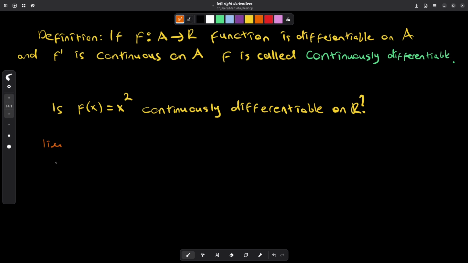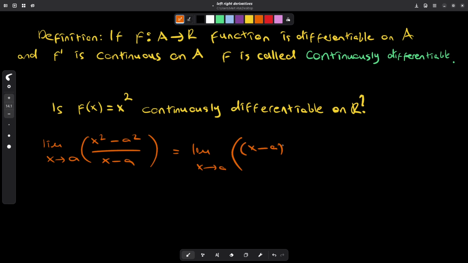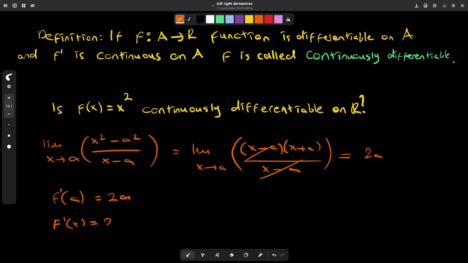Let's start with differentiating it then. As x approaches a, (x squared minus a squared) over (x minus a) by the definition. (f(x) minus f(a)) over (x minus a), plug it in, x squared minus a squared, right? As x approaches a, let's write this as (x minus a) times (x plus a) over (x minus a). Cancel these out, plug it in, 2a. So f'(a) is equal to 2a. If you want to write x instead of a, f'(x) is equal to 2x.